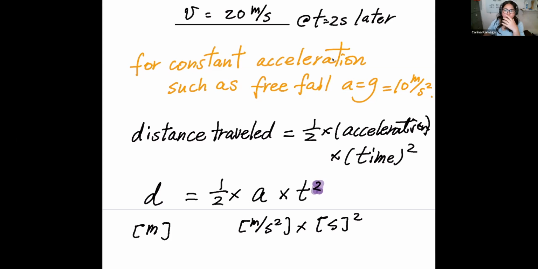Why do we have the 1/2? That comes from the integral. You have to go through the very precise definition using calculus, and then you're going to see why there is the 1/2 acceleration times t squared.